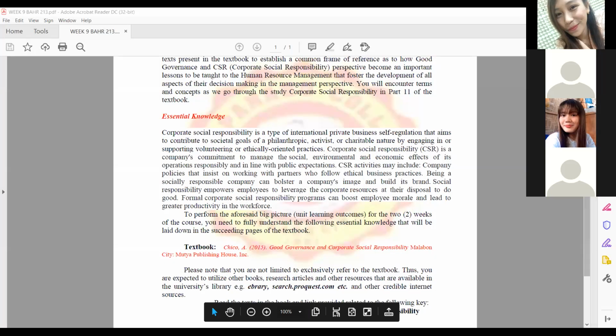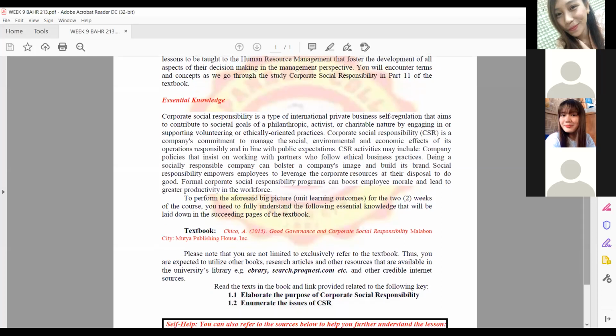Okay, going back. If we are to understand corporate social responsibility, this is actually an extended work of any private business where they become philanthropic or charitable in nature. But that differentiates a business from a charity. When you talk of business, they really aim for profit, while when you talk of charity, they really aim to help other people without expecting anything in return.